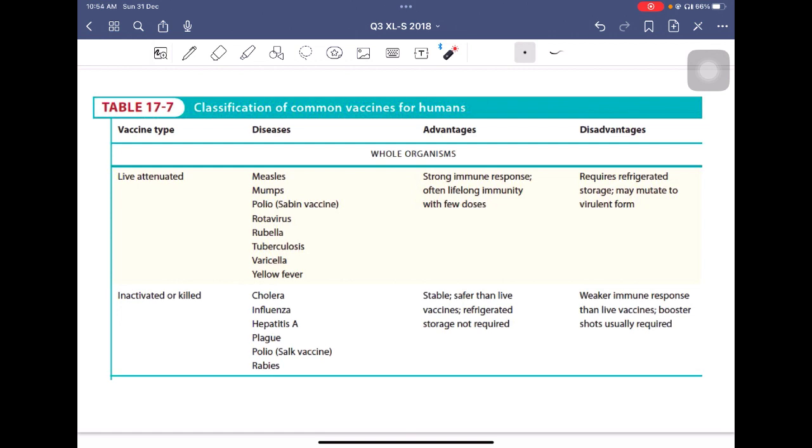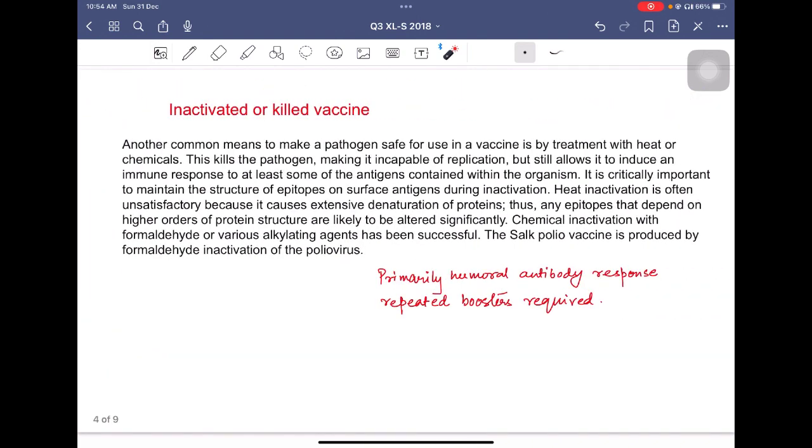The next type of vaccine that we will talk about is the inactivated vaccine or killed vaccine. So basically, the virus is inactivated or killed to produce this kind of vaccine. Some of the examples are cholera vaccine, influenza vaccine, and the Salk vaccine of polio. Okay. Now, what is inactivated? How is it different from the live attenuated virus?